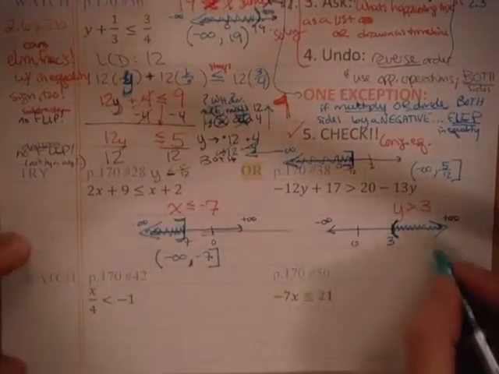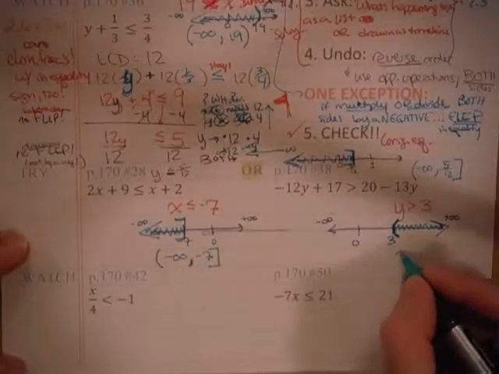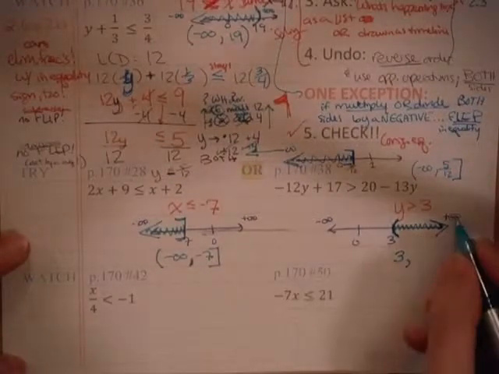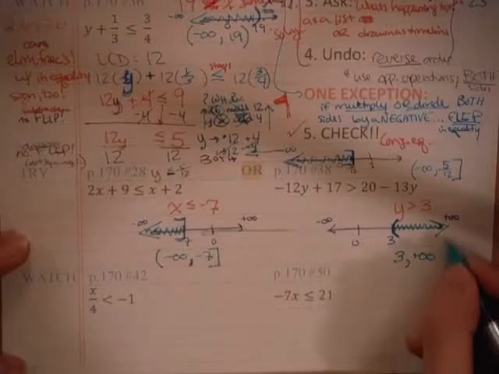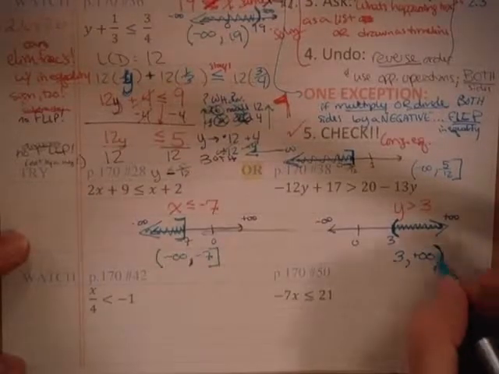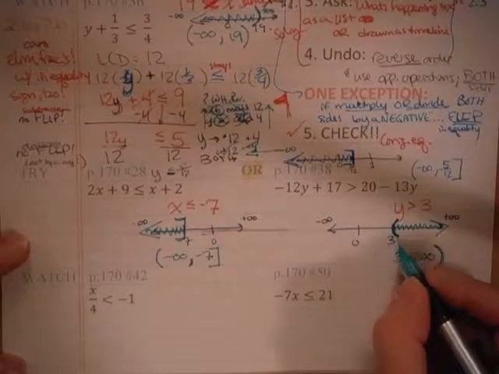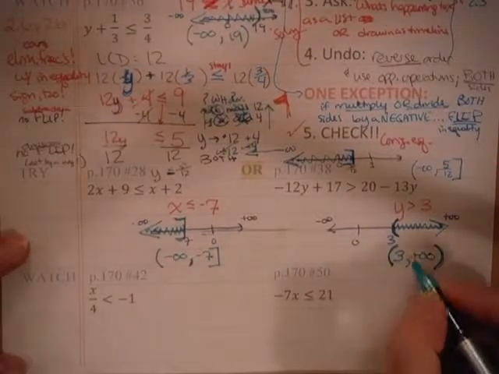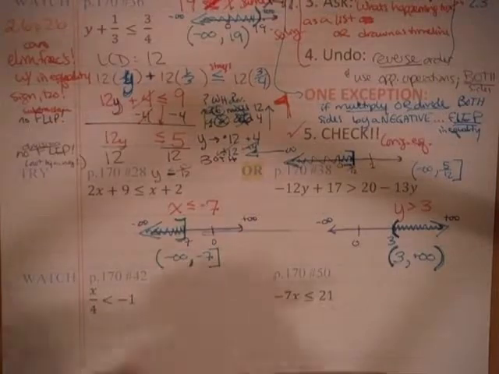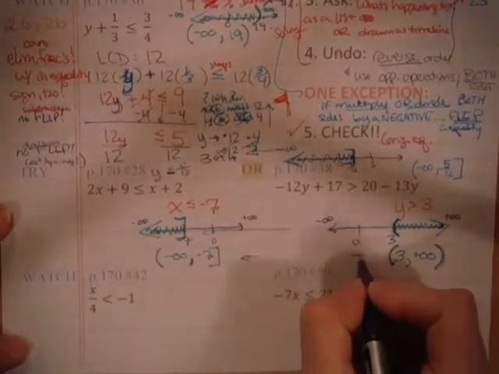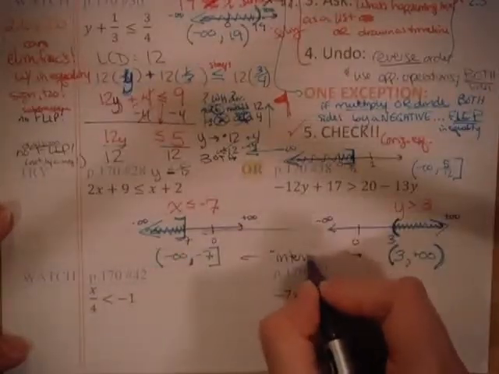In interval notation, we'd be saying all these values from 3 to positive infinity. We always use parentheses with infinity, and in this case, the inequality sign of greater than does not include 3, so we'll use parentheses on that side of the interval notation as well. Once again, what we're looking at here is called interval notation.